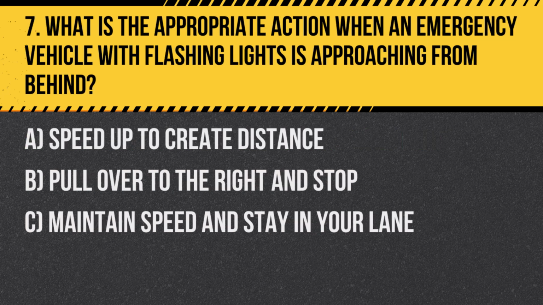Question 7. What is the appropriate action when an emergency vehicle with flashing lights is approaching from behind? A. Speed up to create distance. B. Pull over to the right and stop. C. Maintain speed and stay in your lane. Answer. B. Pull over to the right and stop. It is required to pull over and stop to allow emergency vehicles to pass.